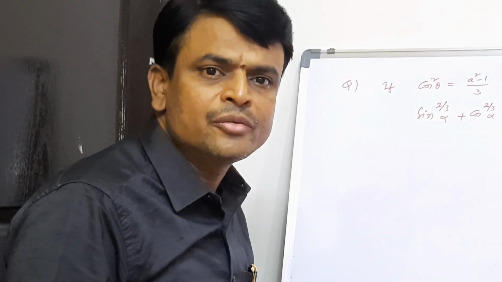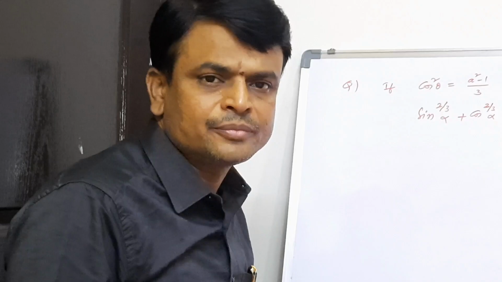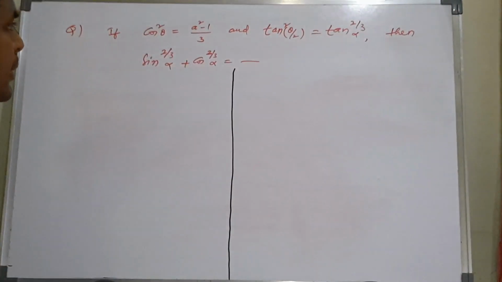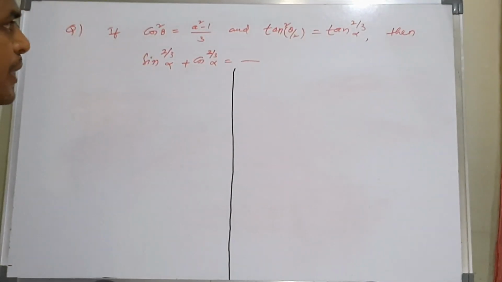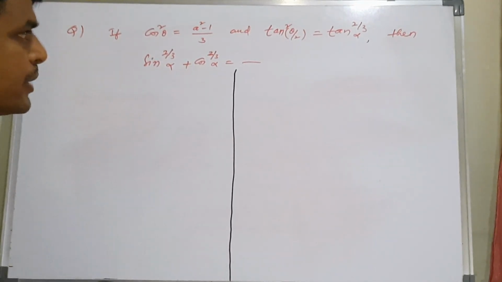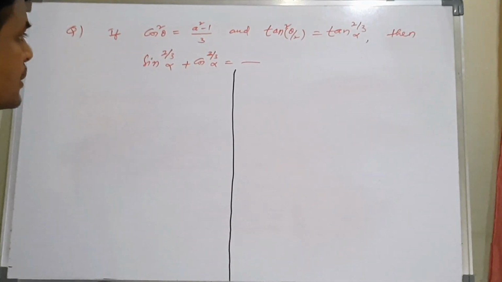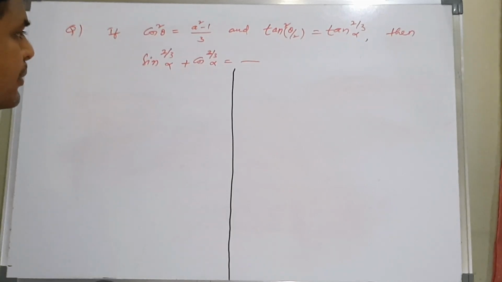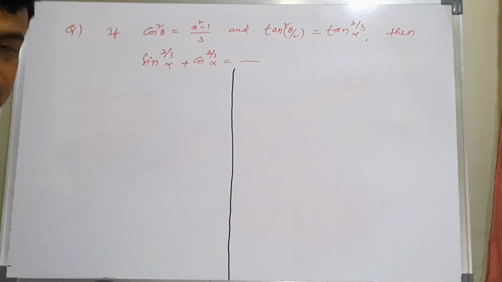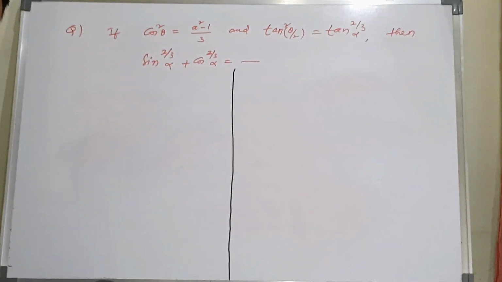It is linked with algebraic formulas. The question is, if cos square theta is a square minus 1 by 3 and tan square theta by 2 is equal to tan alpha whole power 2 by 3, then sin alpha whole power 2 by 3 plus cos alpha whole power 2 by 3 is equal to dash. This is a question. So how to proceed with this question I will be discussing now.